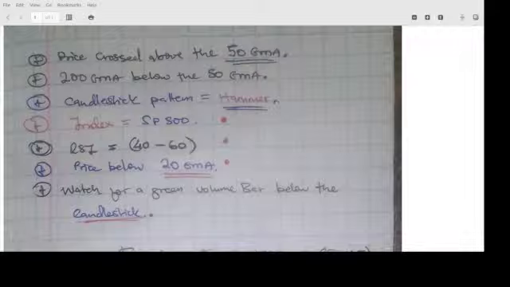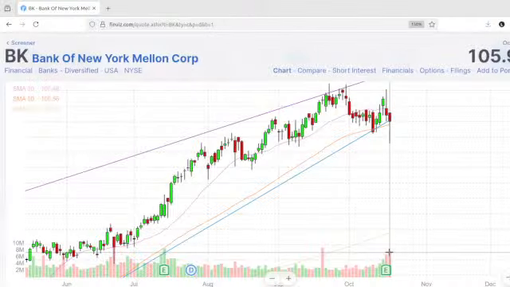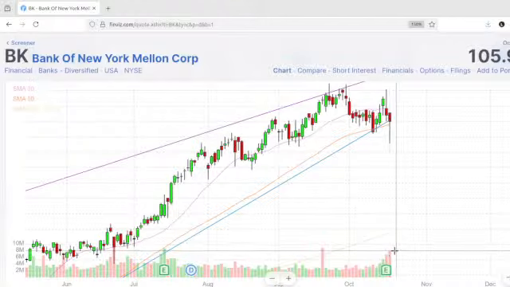So this is what you want. Now here's the challenge. This is a similar pattern, but the challenge with this one is the volume. The type of hammer that we have here is a red hammer, right? So the volume is not that high. It's like a pullback on volume.